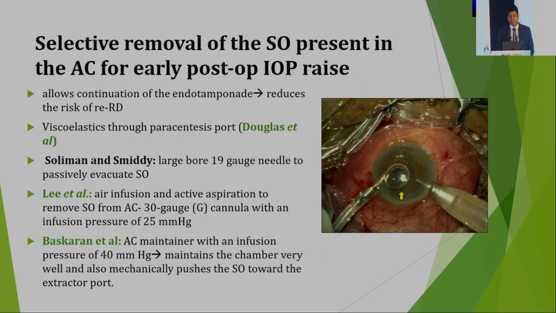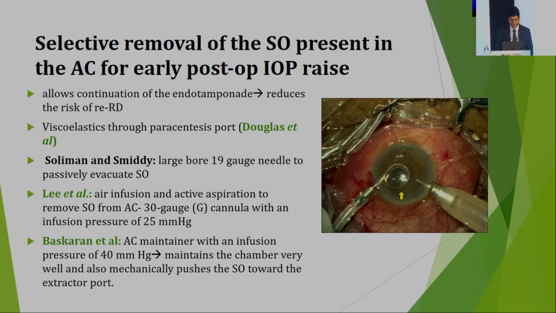So when there is a large silicone oil bubble in the anterior chamber in the immediate post-op period, what can be done? It can be removed through viscoelastics, but again this viscoelastic technique can cause emulsification of the silicone oil subsequently, and also migration of other silicone oil into the anterior chamber.